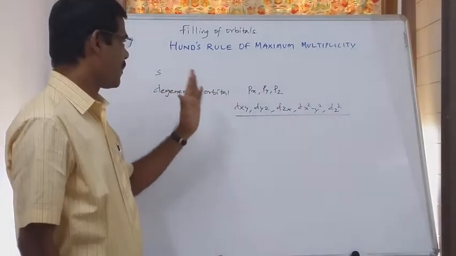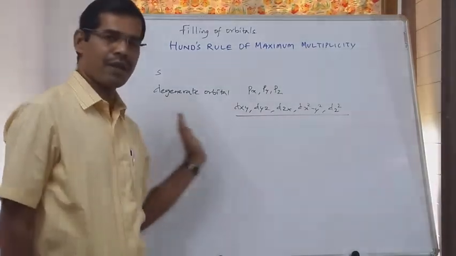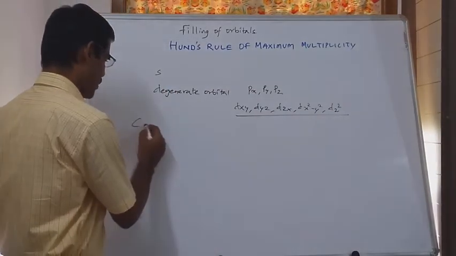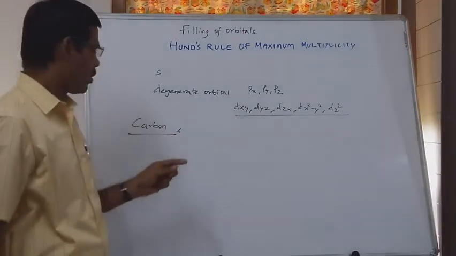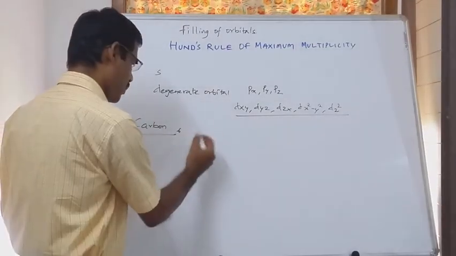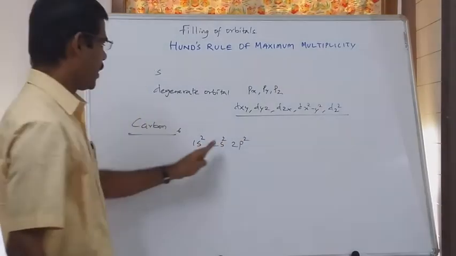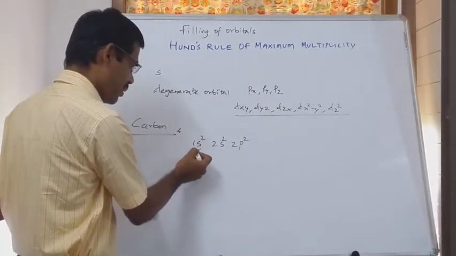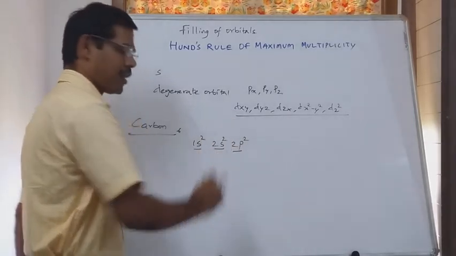Aufbau principle says that orbitals with lower energy are filled first, or we can say orbitals are filled according to their increasing energies. Now let us take one simple example. Say carbon. In the case of carbon, the atomic number is 6. Now let us follow the Aufbau principle for writing the electronic configuration. According to Aufbau principle, 1s2, 2s2, 2p2 will be the electronic configuration. The power represents the number of electrons, which means that in 1s orbital we have 2 electrons, in 2s orbital we have 2 electrons, in 2p orbital we have 2 electrons.